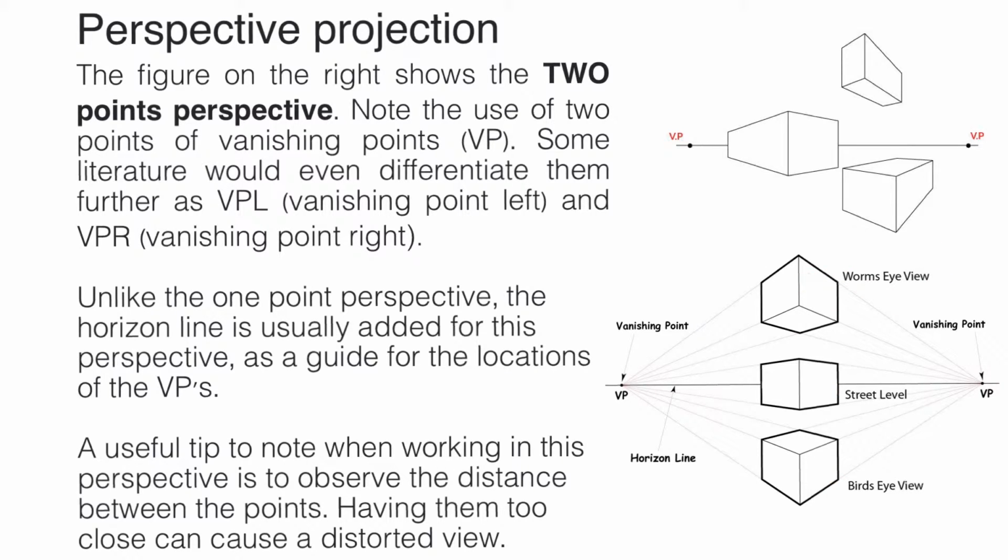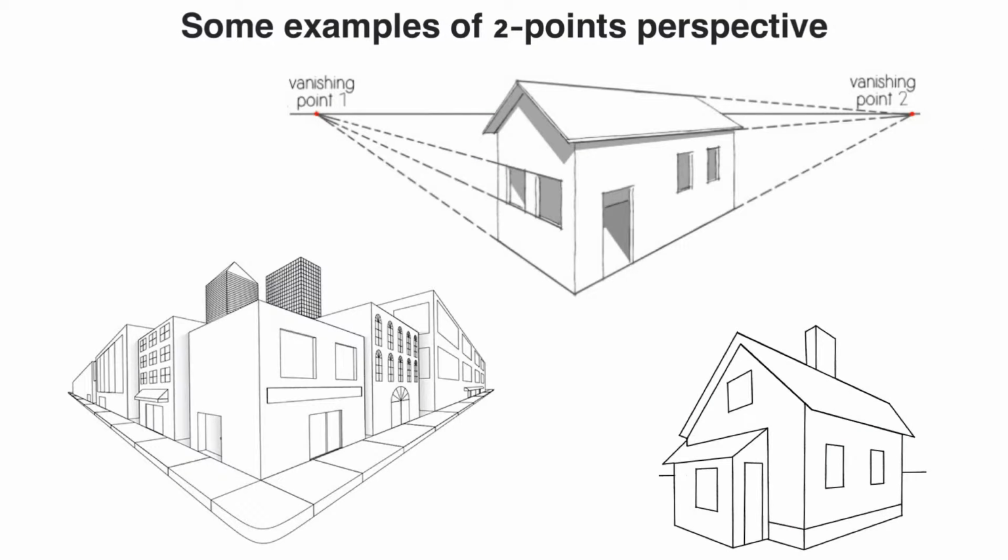Understanding and knowing how these lines come about will enable you to depict three different types of view of the same object. Here, I would like to show you some examples of 2-point perspective. In the example over here, you can see the two vanishing points are located at quite a significant distance, with the focal object, a house, being placed in the center.